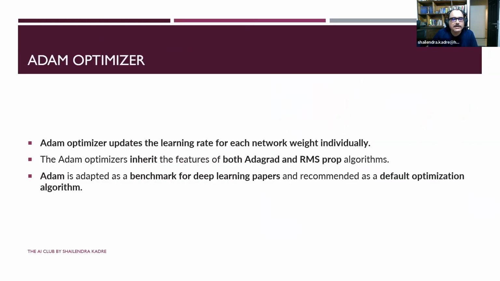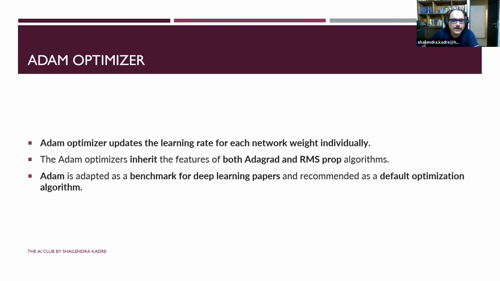Then the ADAM optimizer. I have taken the ADAM optimizer because it is one of the most widely used optimizers. And ADAM is adopted as a benchmark for deep learning papers; researchers use ADAM as a benchmark. So that's why I have used it here. And the ADAM optimizer inherits features of both AdaGrad and RMSProp. We are not going into detail on what AdaGrad and RMSProp are, but ADAM combines the benefits of AdaGrad as well as RMSProp.